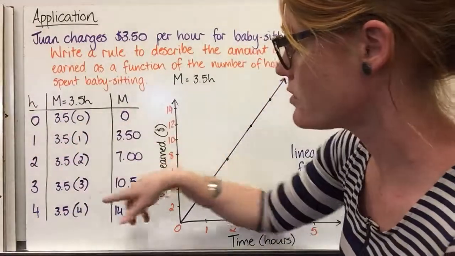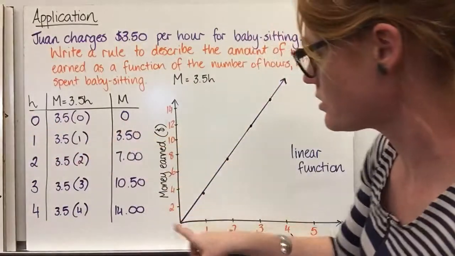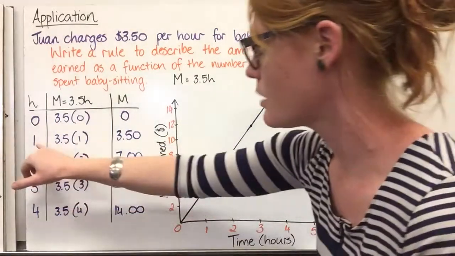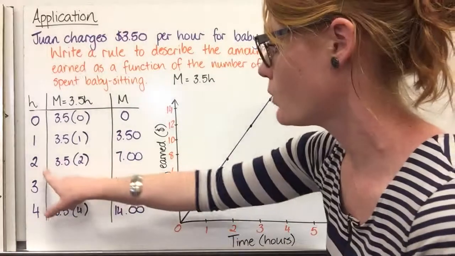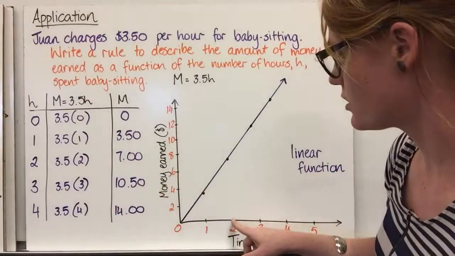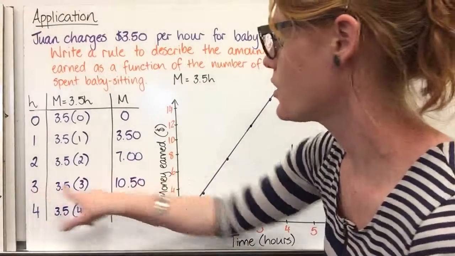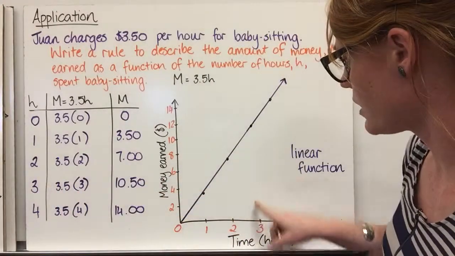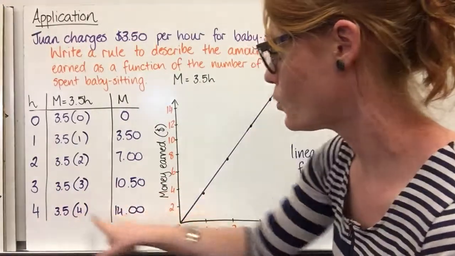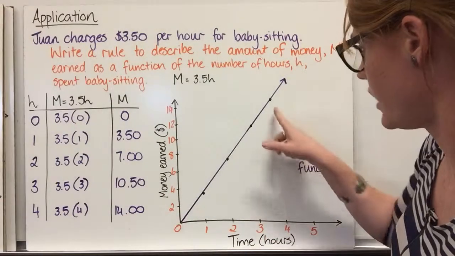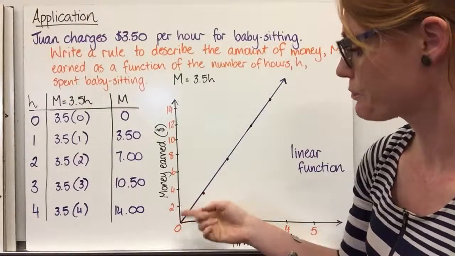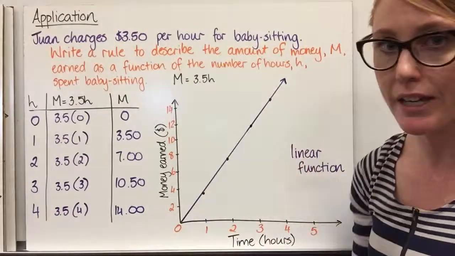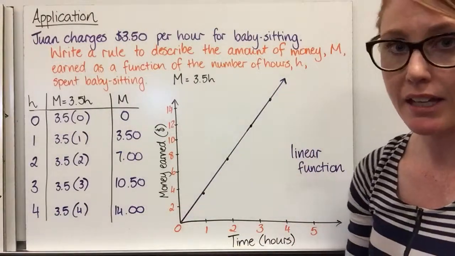So our input and output values, or our coordinates, are (0, 0). So we start at (0, 0). Then we have (1, 3.50), (2, 7), (3, 10.50), and (4, 14). Any graph that you see that is a straight line like this, we call that a linear function.